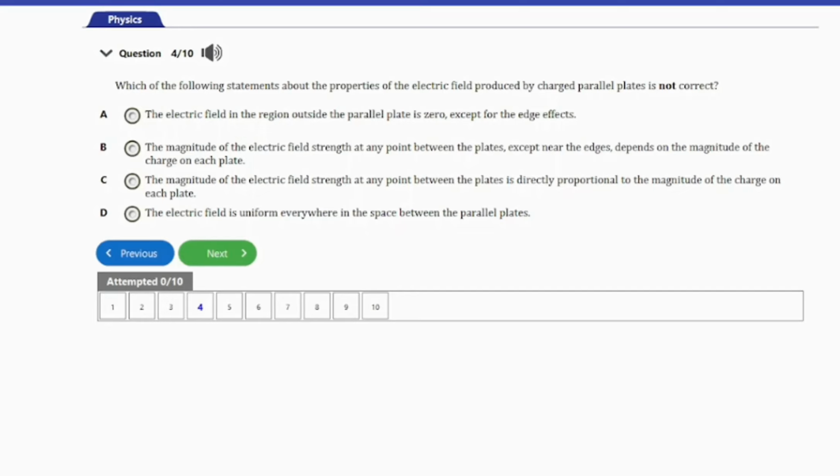So guys, the answer to this question is option C here. The magnitude of the electric field strength at any point between the plates is directly proportional to the magnitude of the charge on the plates. So guys, this is not correct for the properties of electric field produced by charged parallel plates. And as such, that's the answer to this question. So that's it for that question, guys. Let's go ahead and consider the next question.